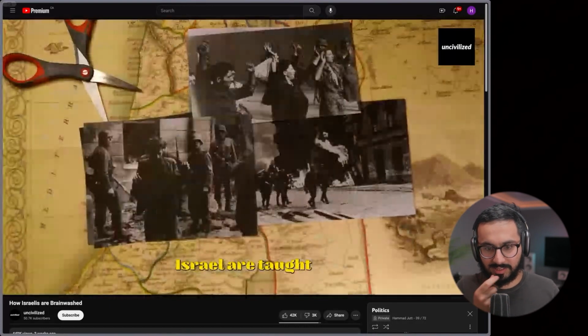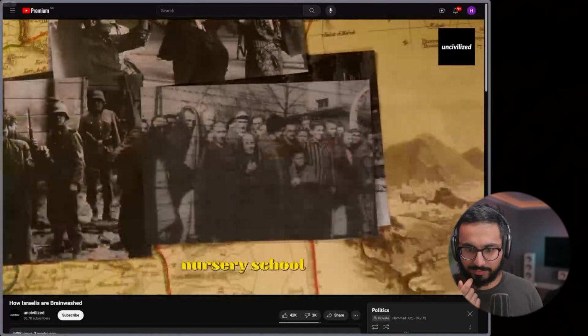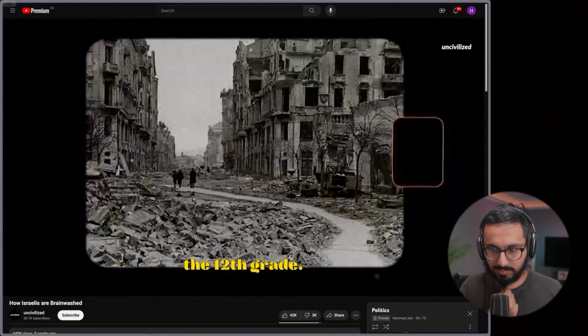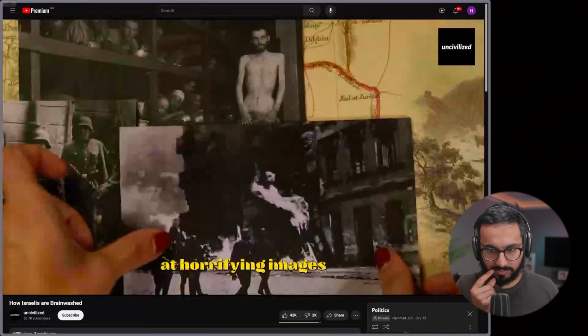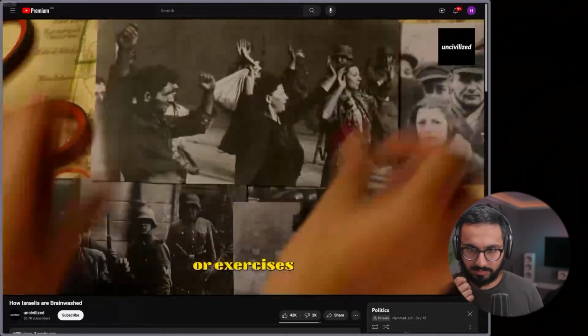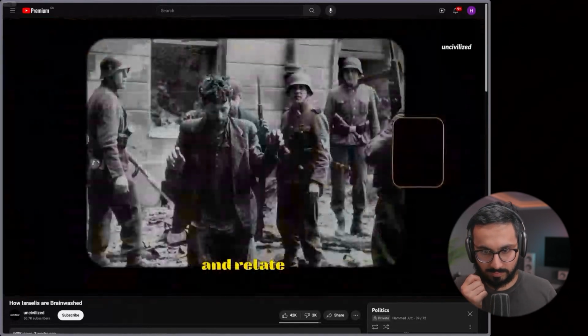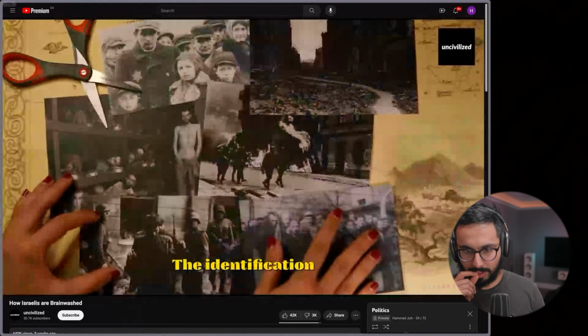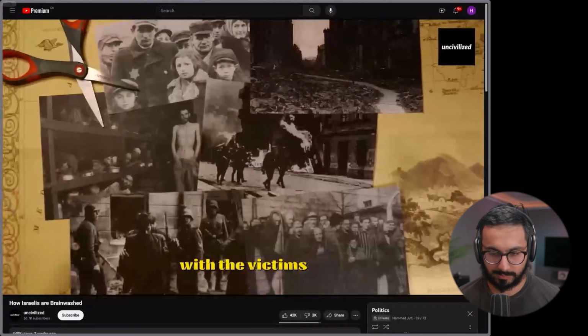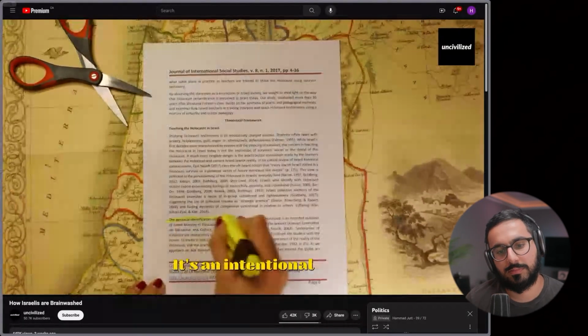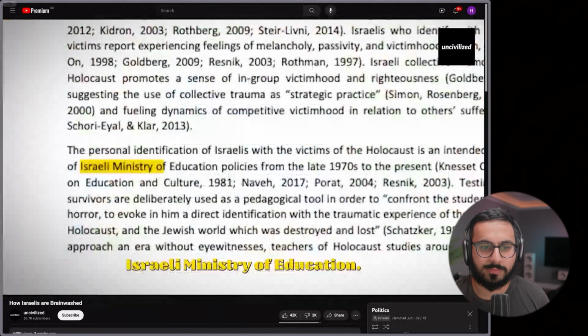Students in Israel are taught about the Holocaust starting in nursery school all the way to the 12th grade. Part of that learning is looking at horrifying images, or exercises that encourage students to put themselves in the shoes of the victims and relate to the experience. The identification of students with the victims isn't a coincidence. It's an intentional policy by the Israeli Ministry of Education.